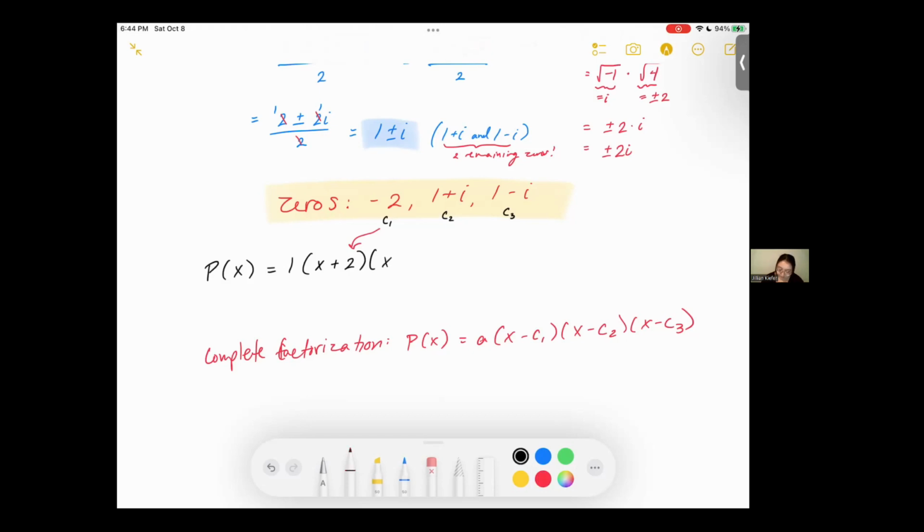So we're going to have x minus c sub 2. C sub 2 is 1 plus I. And same thing for c sub 3: x minus c sub 3, which is 1 minus I. So we took c sub 2 and c sub 3 and just shoved them into place. And this would be the complete factorization of your polynomial.